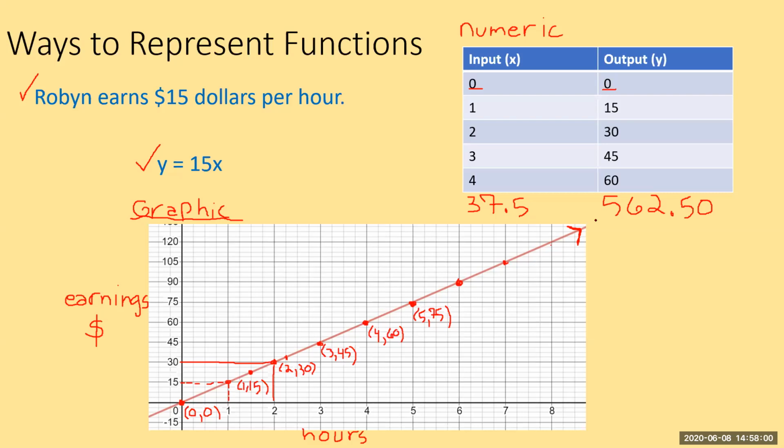And if I did extend this line up and up and up here, I would eventually get to the point (37.5, $562.50). I would eventually get there if I had a really big screen to work with.